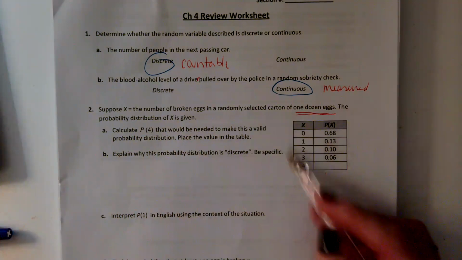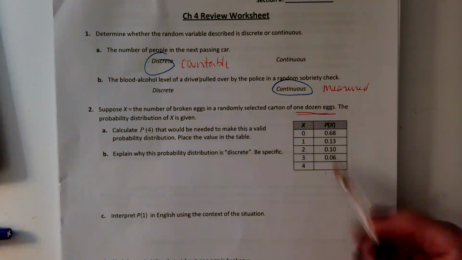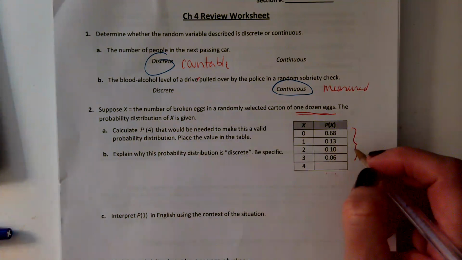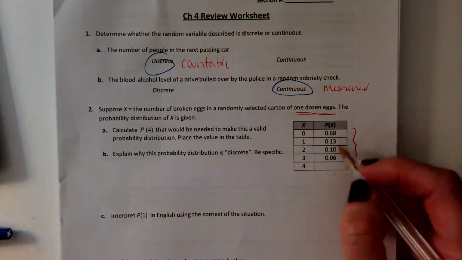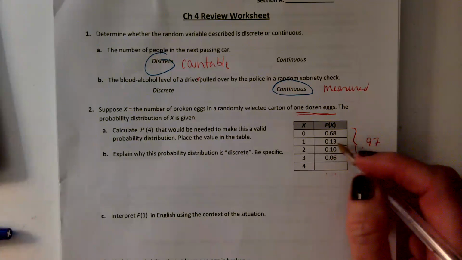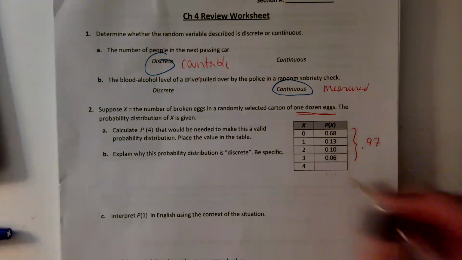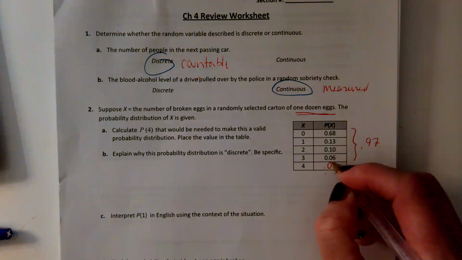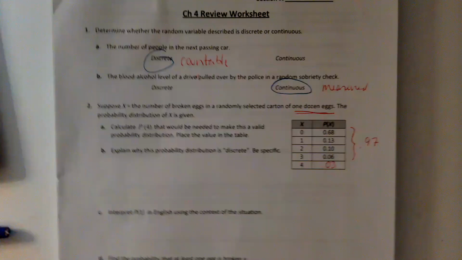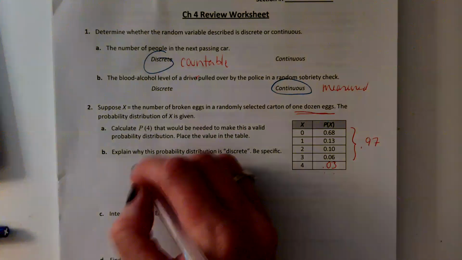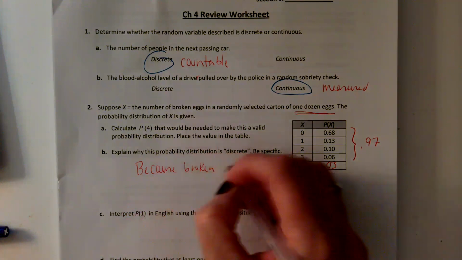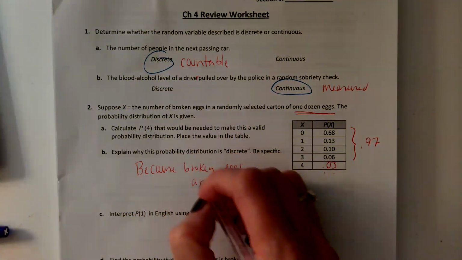Well, if we look at the probability distribution, we know that they have to add up to be 1, and they all have to be positive or less than or equal to 1. And these right here add up to be 0.97. And so that makes 0.03 the probability of getting exactly 4 broken eggs. It says explain why this probability distribution is discrete. Because broken eggs are countable.